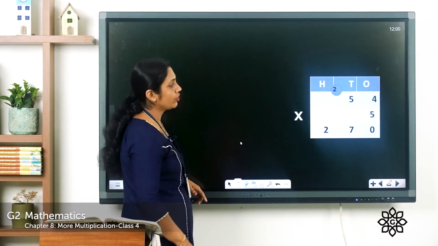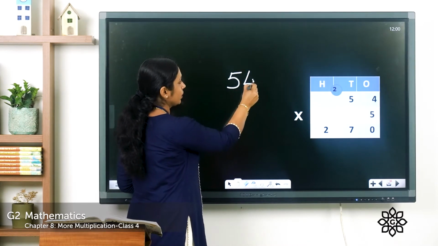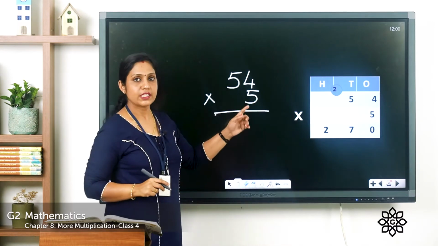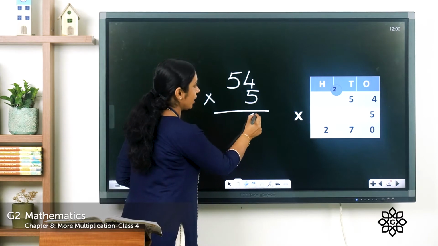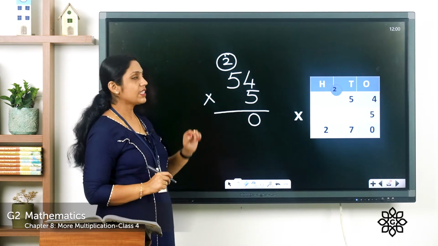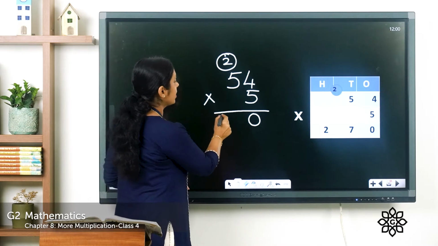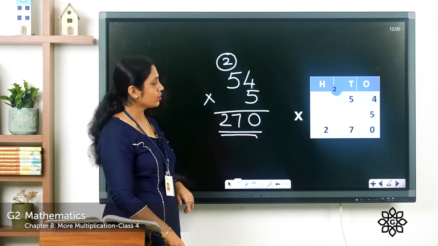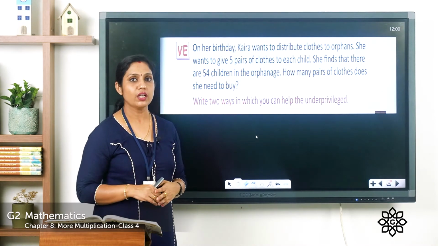So how can you do 54 into 5? 54 into 5. We'll start with the ones position. 5 fours are 20. So write 0 here and 2 will carry over to the tens place. 5 fives are 25 plus 2, so it is 27. So the answer is 270. So she should buy 270 pairs of clothes to donate to the orphans.